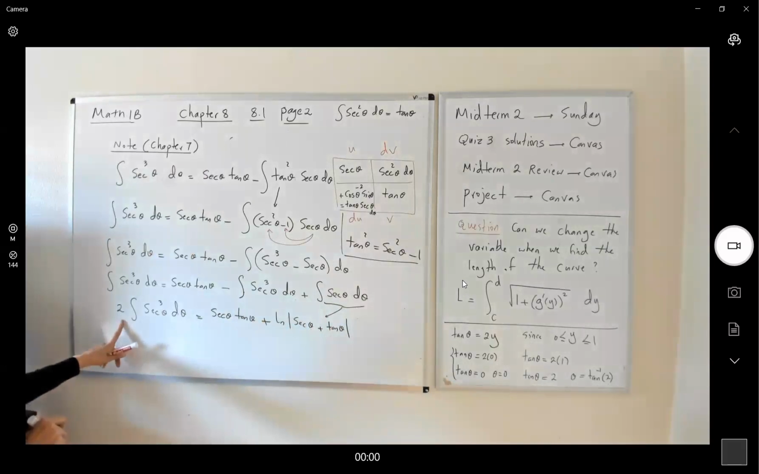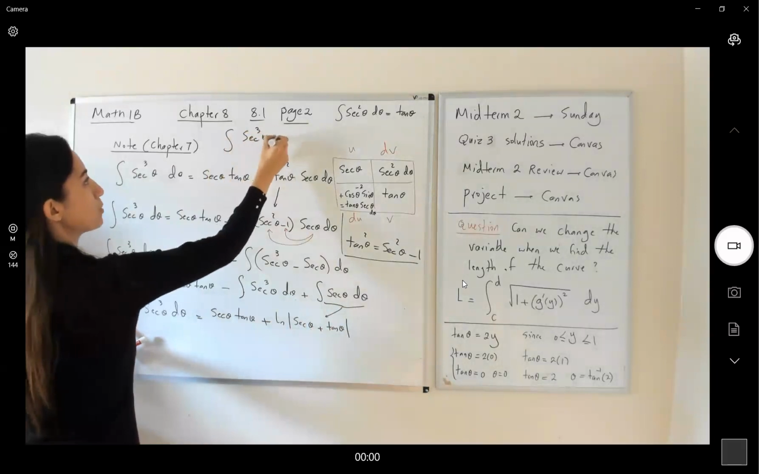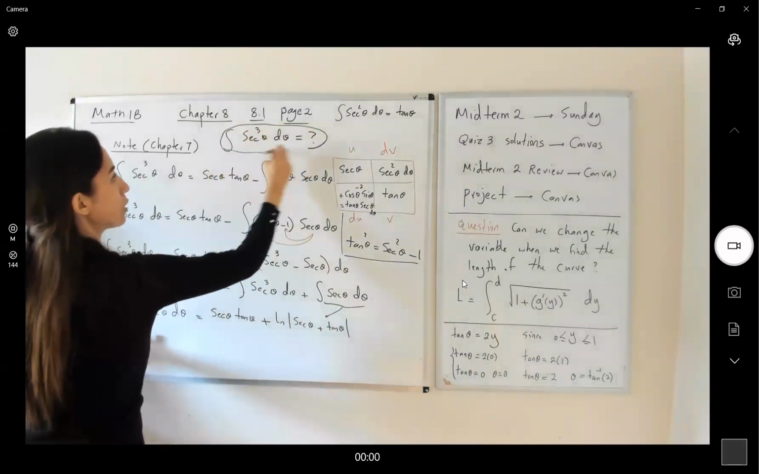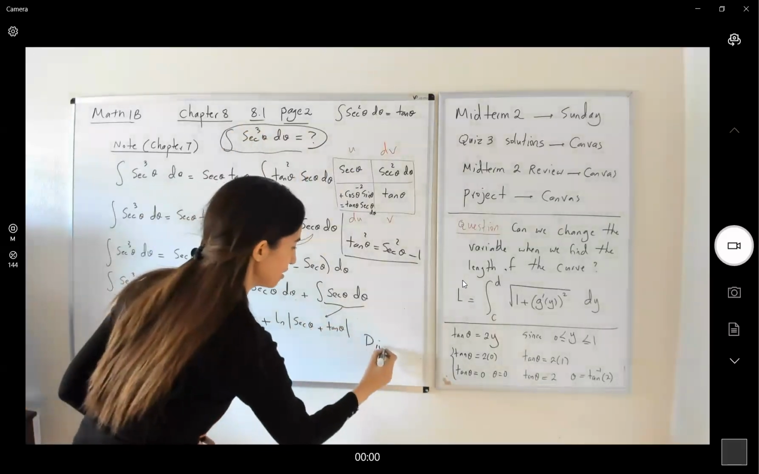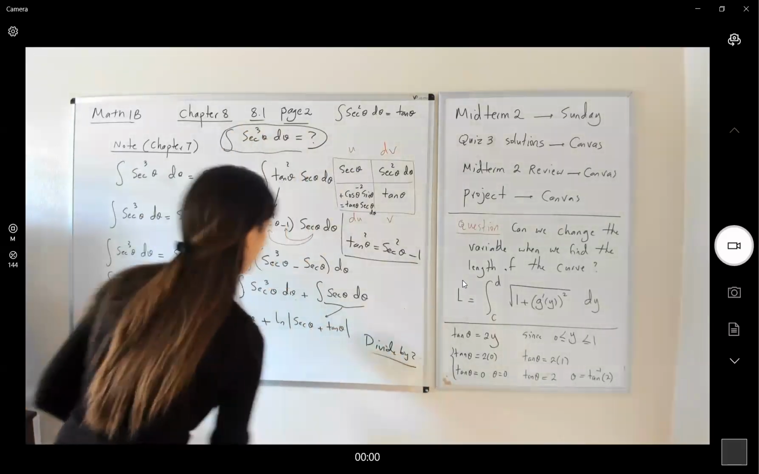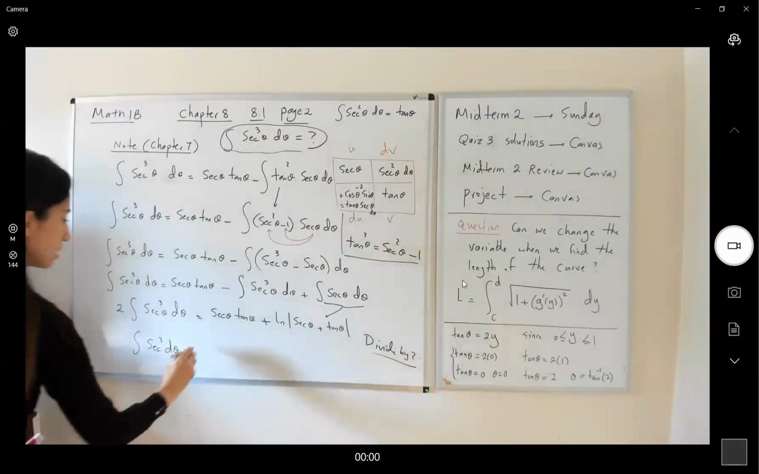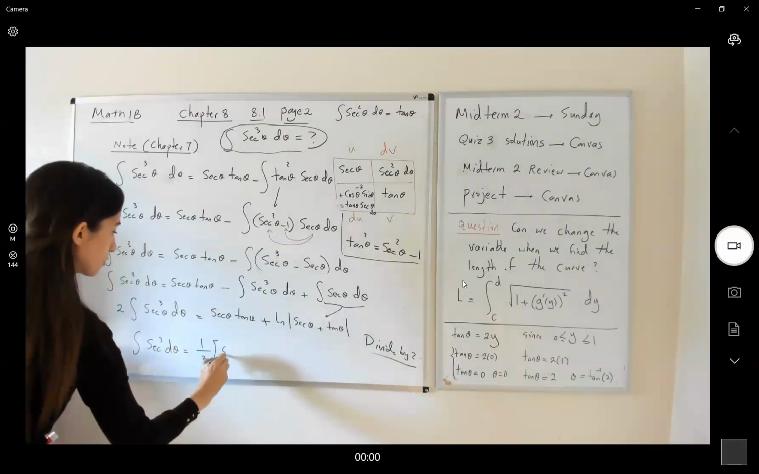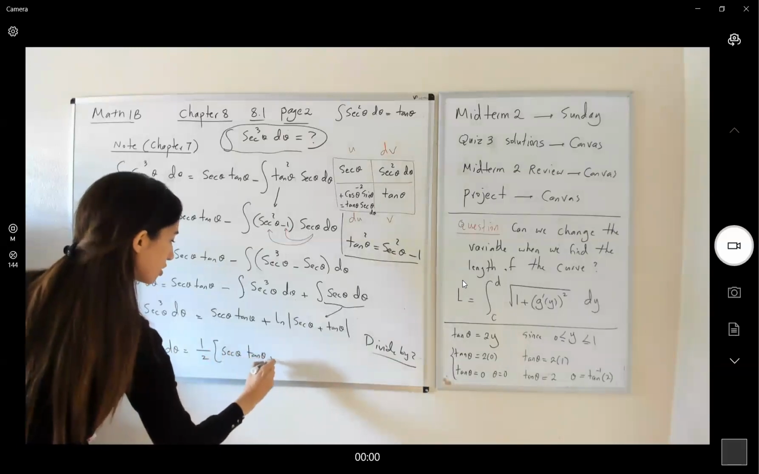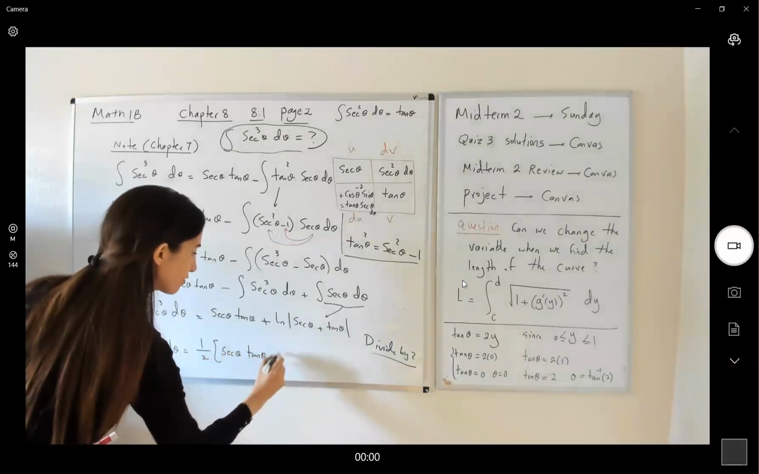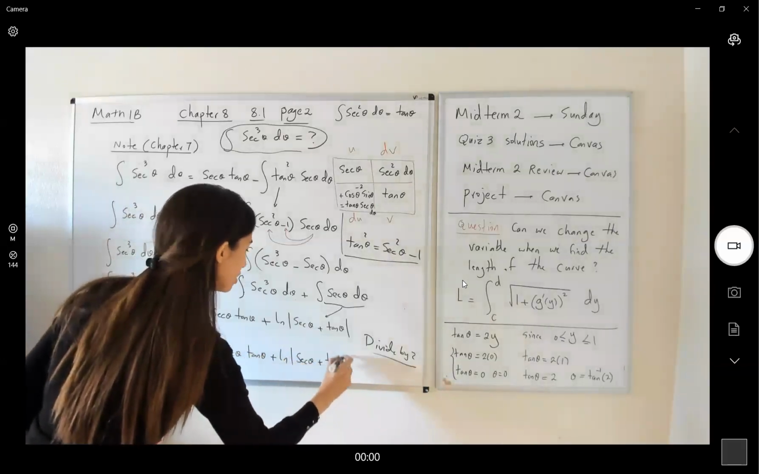Since I have 2, and my goal was to find the integral of secant cube theta d theta, I have to divide everything by 2. Divide by 2. So the integral of secant cube d theta is equal to 1/2 secant theta times tangent theta plus ln of absolute value of secant theta plus tangent theta.